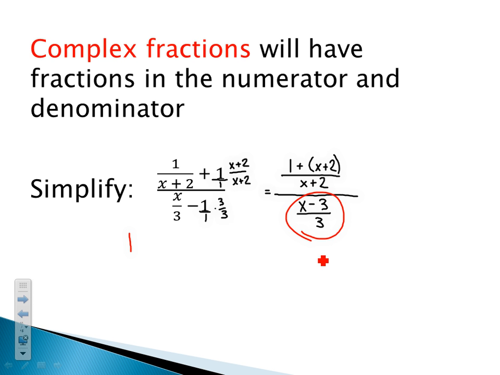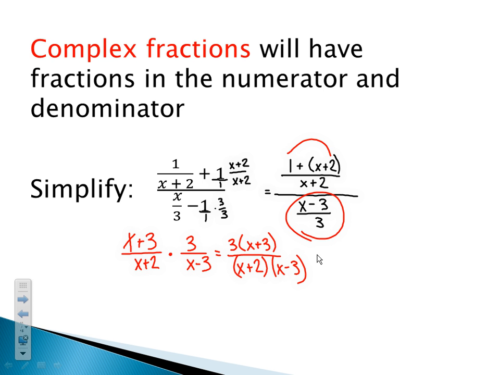So let's write down the first one first. Well, let's simplify. Okay, you had a 1 and a positive 2 up there. So is everybody okay with me just writing x plus 3 over x plus 2? Okay, see where that came from? I just put those two numbers together. And we're going to multiply then by the reciprocal, 3 over x minus 3. Okay, so we have a 3 and an x plus 3 on top. We have an x plus 2 and an x minus 3 on the bottom. And that's it for that one.